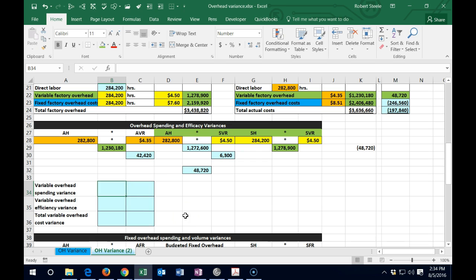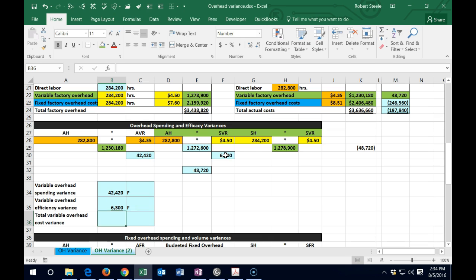Variable overhead spending variance. That's going to be this number. And of course it is favorable. I'll make it a capital F, Favorable. And then we have the variable overhead efficiency variance, which is this number. And it too is favorable.